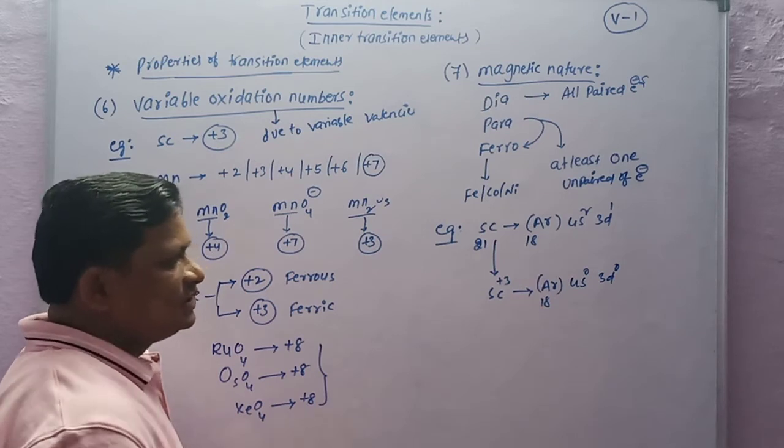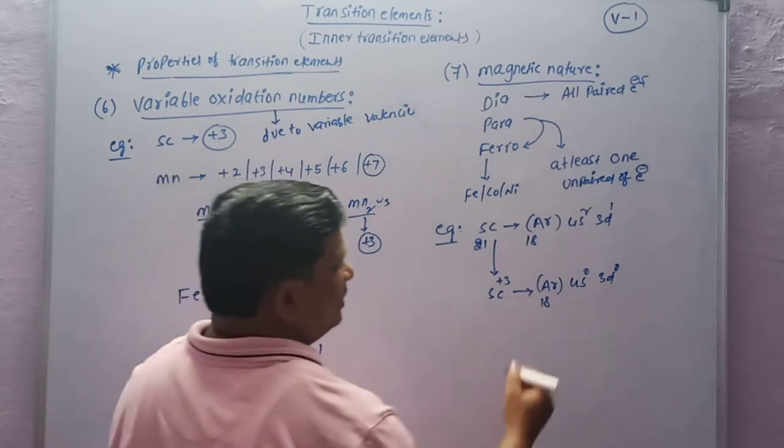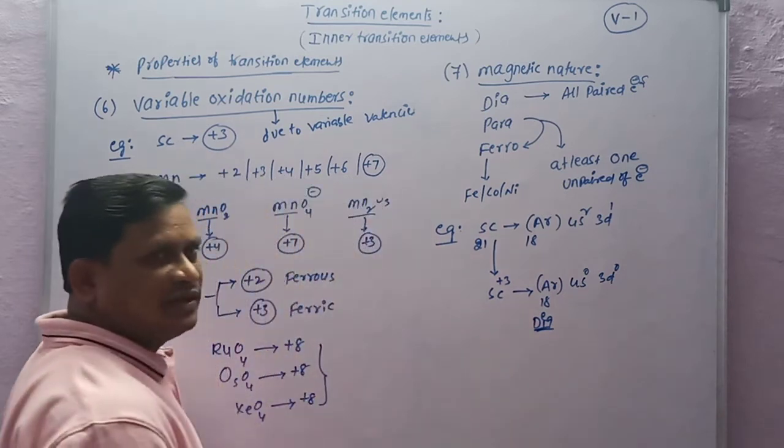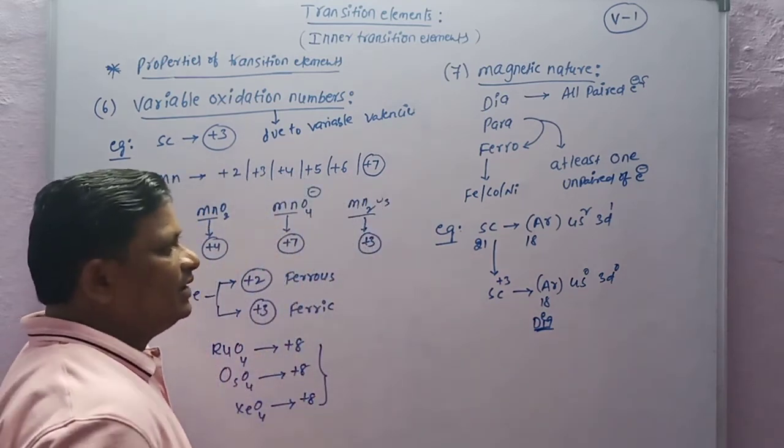With 4s0 3d0, there are no unpaired electrons. So it is a diamagnetic substance.